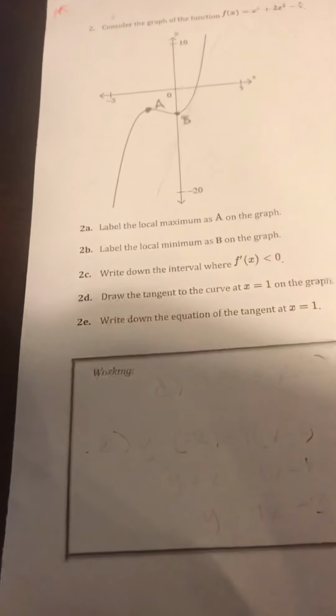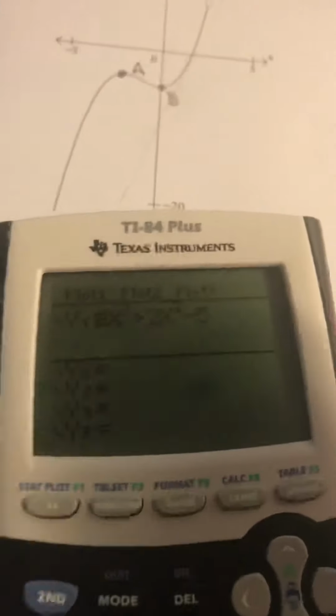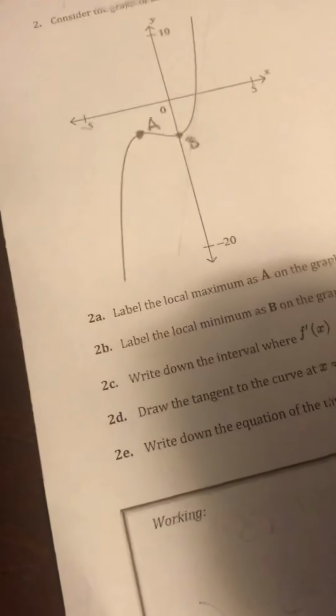So here's where it gets a little crazy, Miss Hope. It says write down the interval where f(x) equals 0. So in my calculator, I went ahead and put the equation in, x cubed plus 2x squared minus 5. When you are finding this interval, it's asking when it's below 0, which means when it's negative. The only time it's negative is when it's going from point A to point B. So you're going to find the interval in between those 2 points.